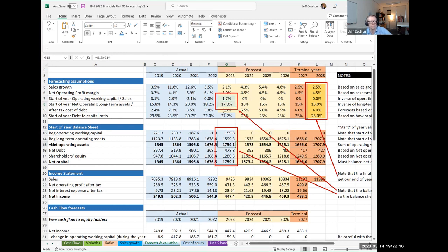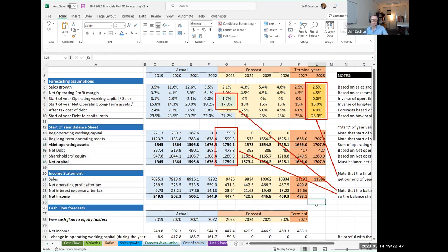So I get the size of the balance sheet numbers. The after-tax cost of debt allows me to get my net interest expense, and my leverage ratio allows me to apportion these net operating assets to debt or equity. So out of this set of ratios alone and the existing position of the firm, I can come up with a condensed balance sheet and a condensed income statement.